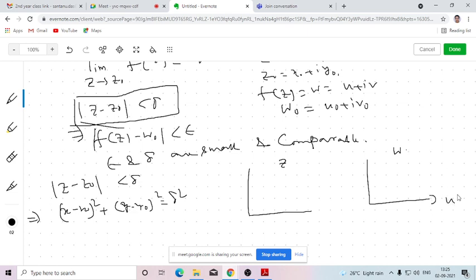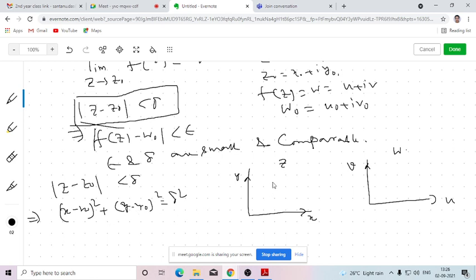So here the real axis is u and the imaginary axis is v. Here the real axis is x, and the imaginary axis is y. In the case of a function of one real variable, the independent variable varies from x0 minus delta to x0 plus delta. Since this is one dimensional, it represents an interval. But in the case of a complex number, this represents a circle with center x0 y0 and radius delta.